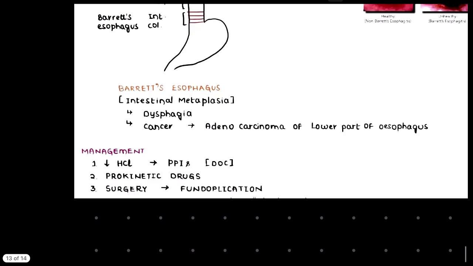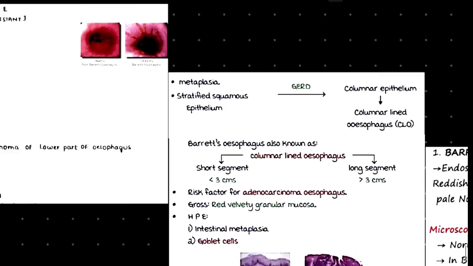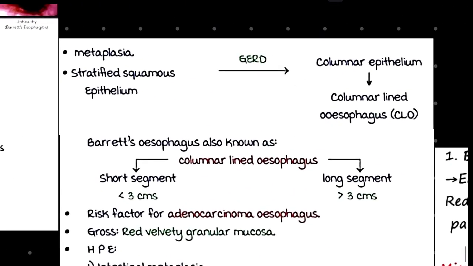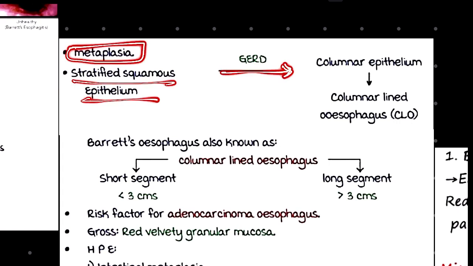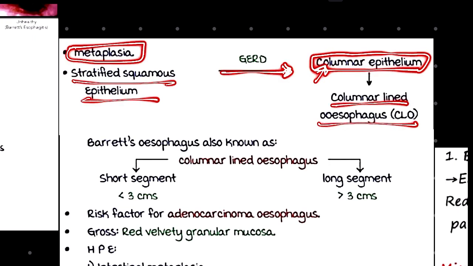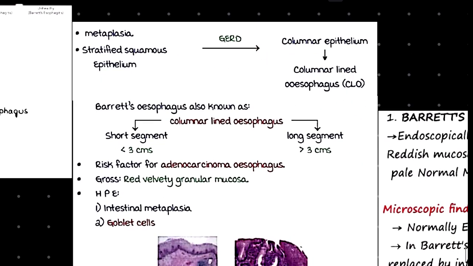Now how will we manage this Barrett's esophagus? Before managing, I would like to take you toward another thing, and it is the same thing. Barrett's esophagus is a metaplasia in which stratified squamous epithelium is converted to columnar epithelium. Specifically, it is converted into intestinal columnar epithelium that consists of goblet cells, right? Now it is a columnar lined esophagus. Yes, columnar lined esophagus is what our Barrett's esophagus is.